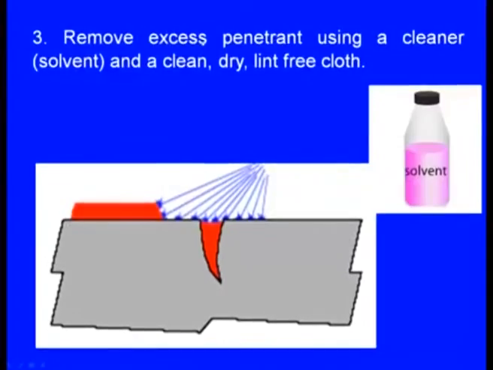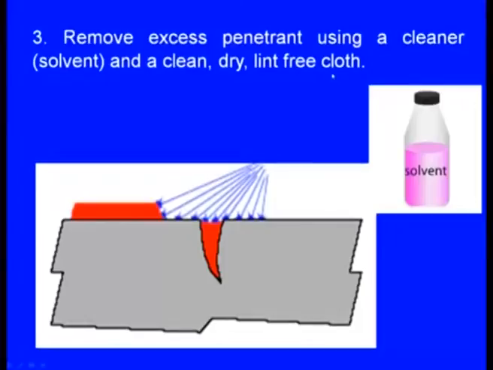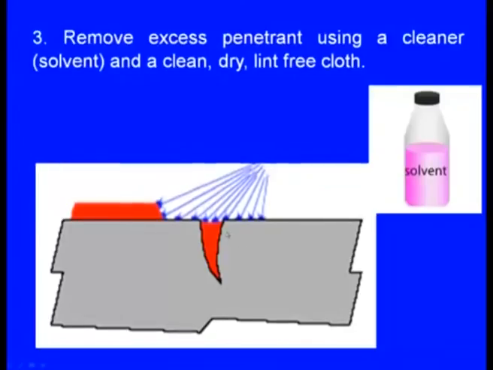Third step, remove excess penetrant using a cleaner and a clean, dry, lint-free cloth. Now, here we can see this is the surface of the component. The excess penetrant which is there everywhere must be cleaned and removed. Now, what about this crack? The crack, which is not visible to the naked human eye, has trapped the penetrant. Now, this penetrant is here, you see.